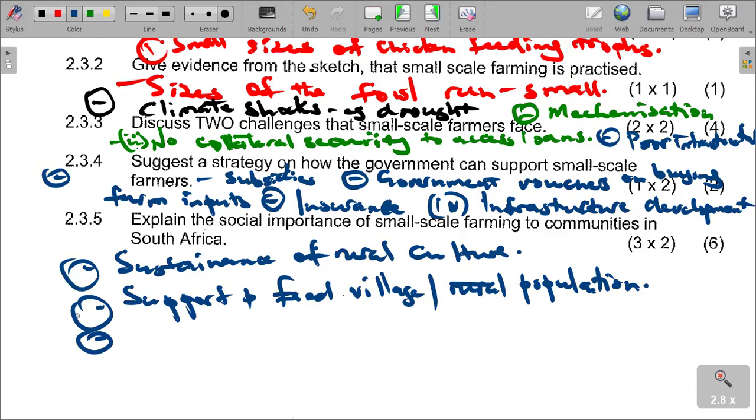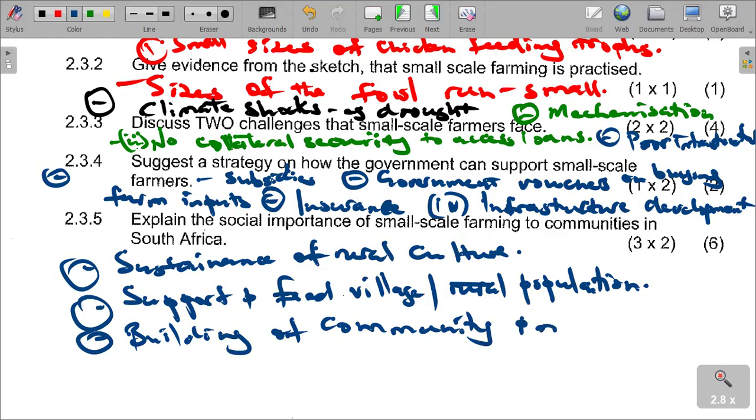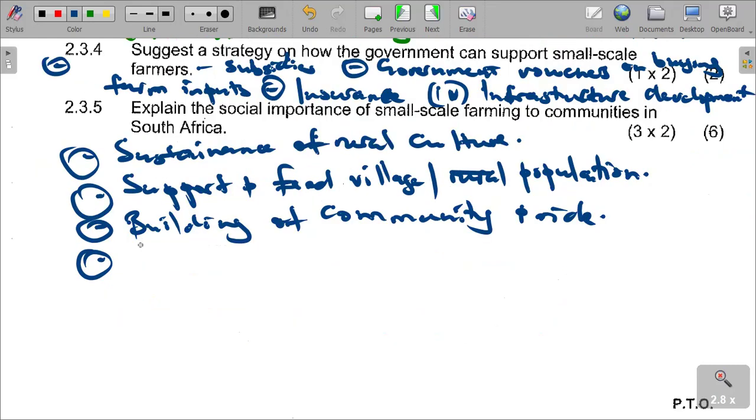We can talk about food costs, which can also be there. We can talk about building community pride, the building of community pride. We talk about the identity of these communities, the preservation of cultural values.